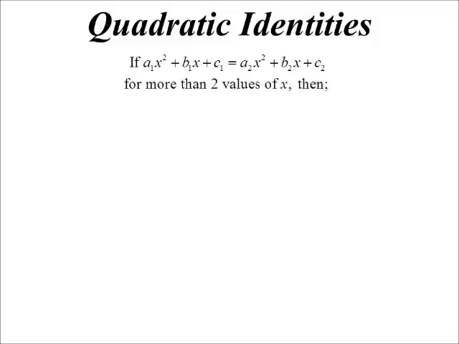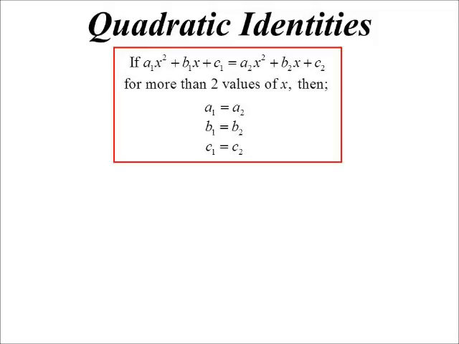The last idea we're going to look at in quadratics is this idea of quadratic identities. We've seen identities before. We saw it in trig. We called them trig identities. All an identity means is something that is exactly equal to something else. So if you've got two quadratics that you know are equal, but they have to be equal for more than two values of x, then A1 must equal A2, B1 must equal B2, C1 must equal C2.